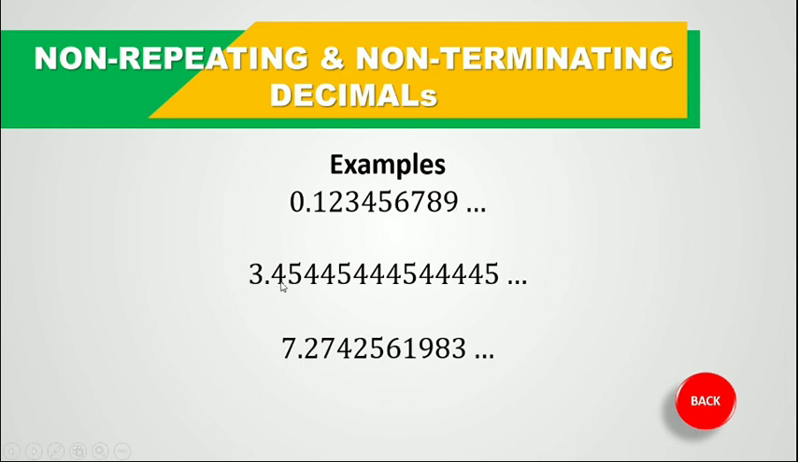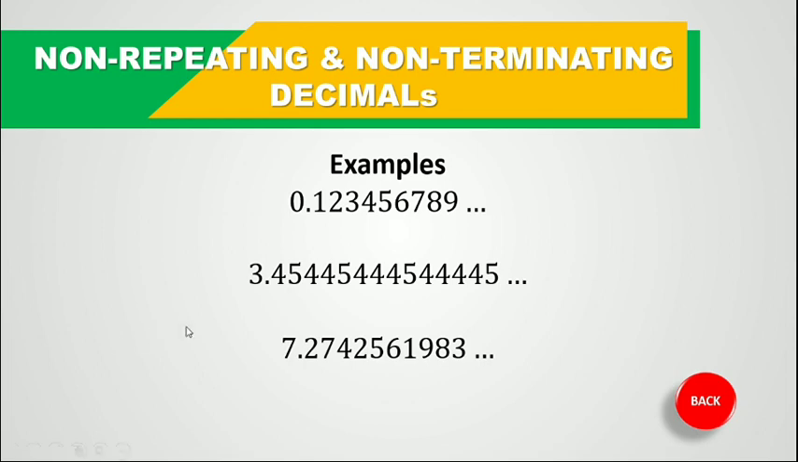So we also have 3.45, 445, 4445, 44445. Here you can see a kind of staircase pattern. So this 4, then 44, then 444, then 4444444. But you have to take note of this ellipsis. So again, nothing repeats, although the 4 and 5 come back, their pattern does not. Here there is one 4, then two 4s, then three, then four. So that's what non-repeating and non-terminating decimals are.